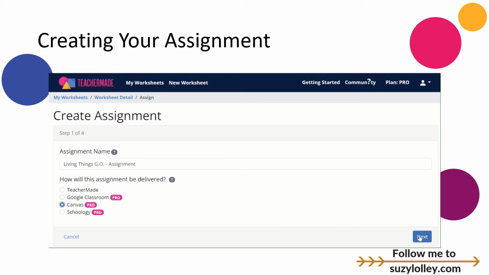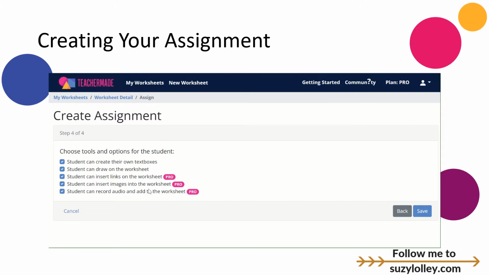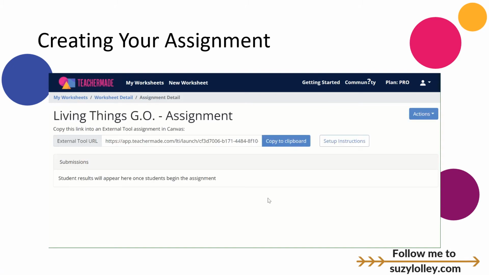I'm going to go to Next and change any settings I want to change. This is also settings, things that kids can add themselves. I'm going to click Save. And now here's where I told you you'd have to get that shared secret and consumer key and all that information. You're going to actually click Setup Instructions. So when you click that, it'll give you that information to paste back into Canvas.